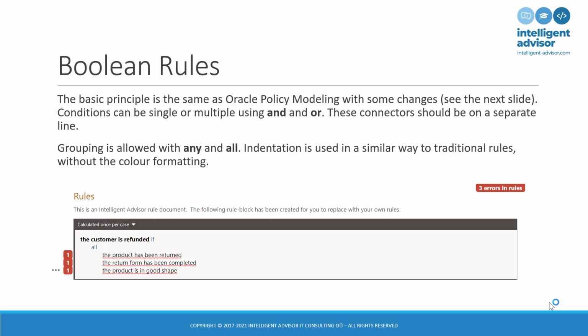The thing that's missing, of course, is the coloring. So we don't have colors for indentation. There are a few minor restrictions, such as if you're going to use the grouping, such as any or all, then that needs to be on a separate line. And if you're using and or, these should be on a separate line as well. We'll see both of those in the demo.